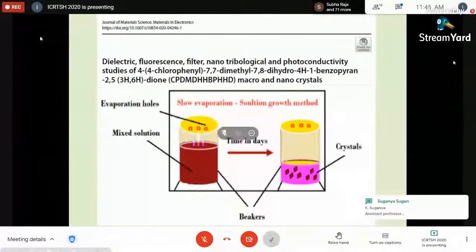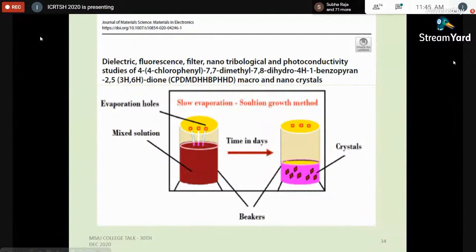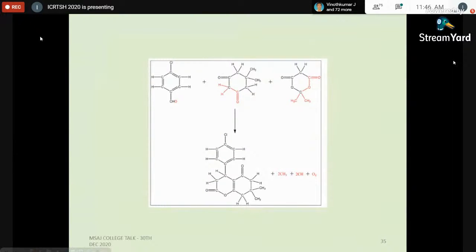Next, we have photoconductivity. I have already discussed that the zero nanoparticle is positive. Here in this case, it is negative photoconductivity for the particular specimen. The solution growth method of this particular crystal is given. The final crystals are obtained after a few weeks, when the mixed solution is properly evaporated in the beakers.